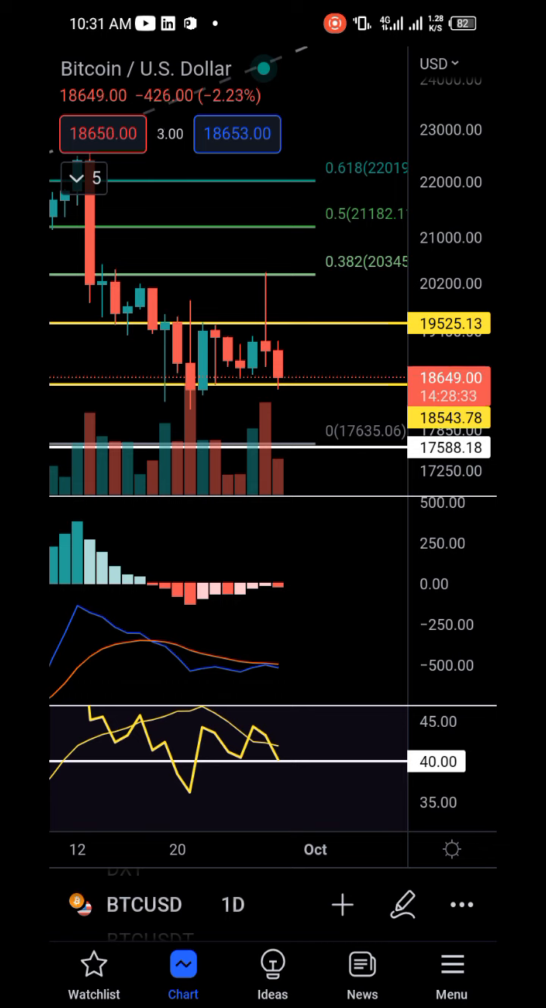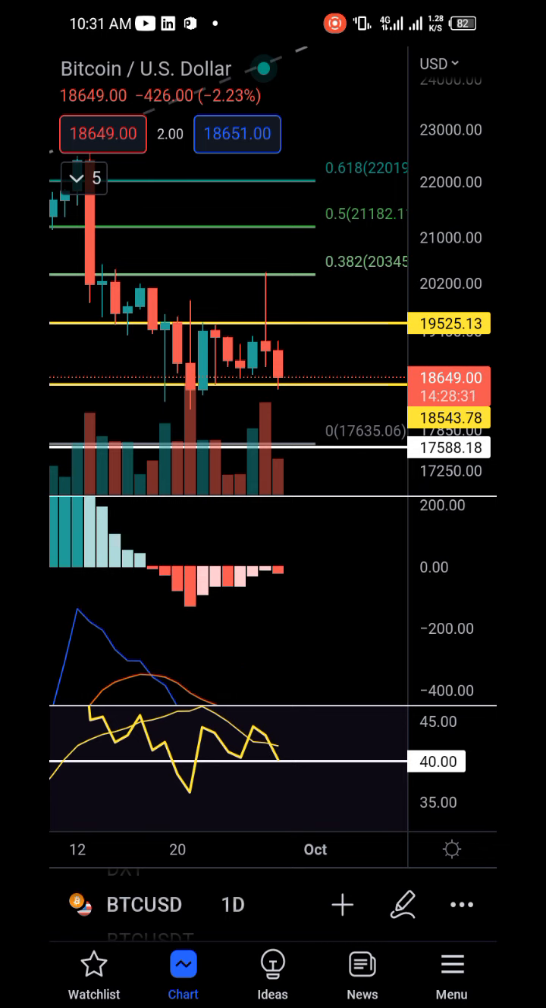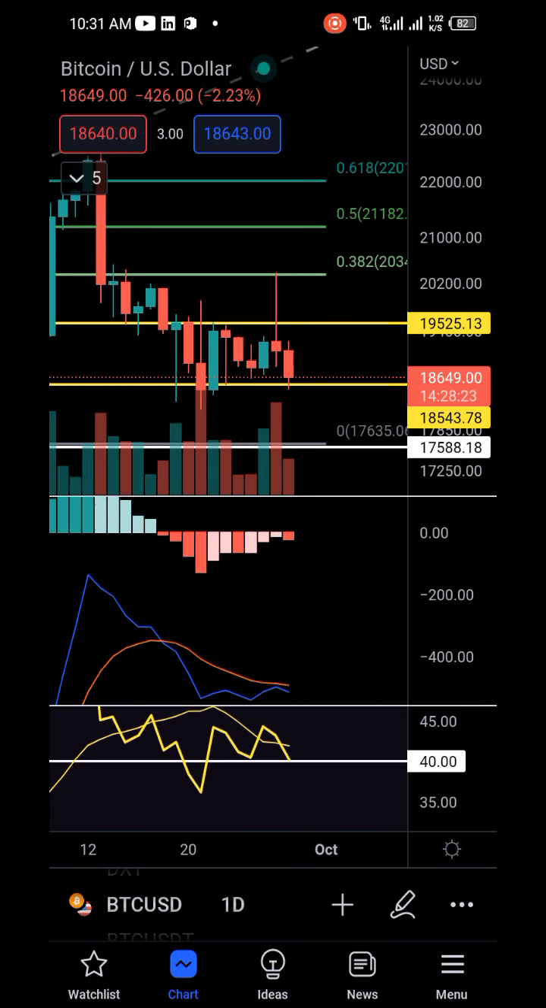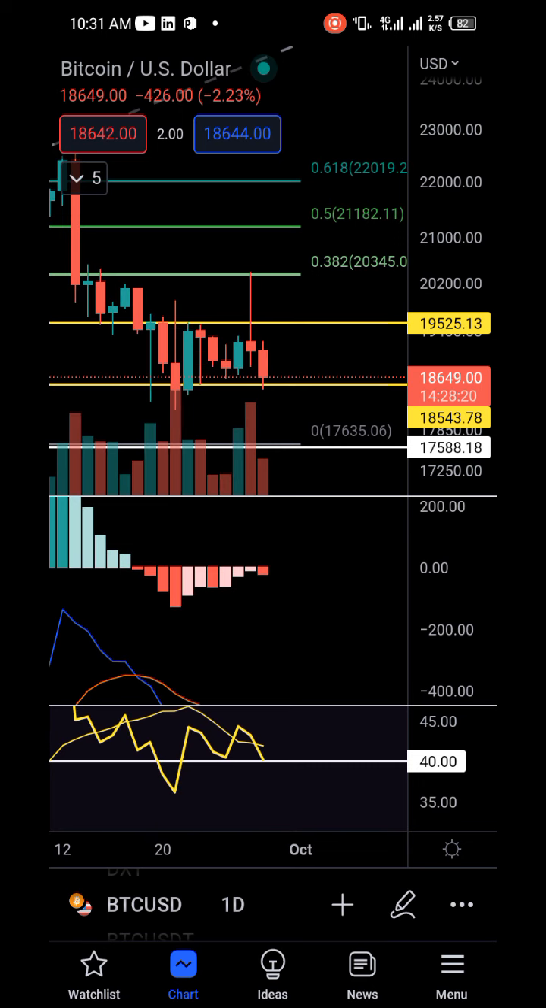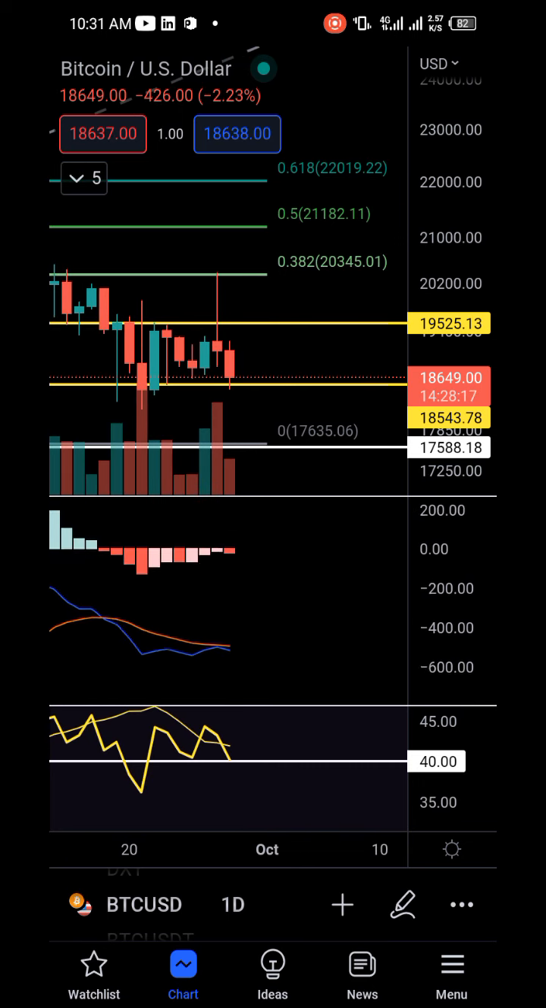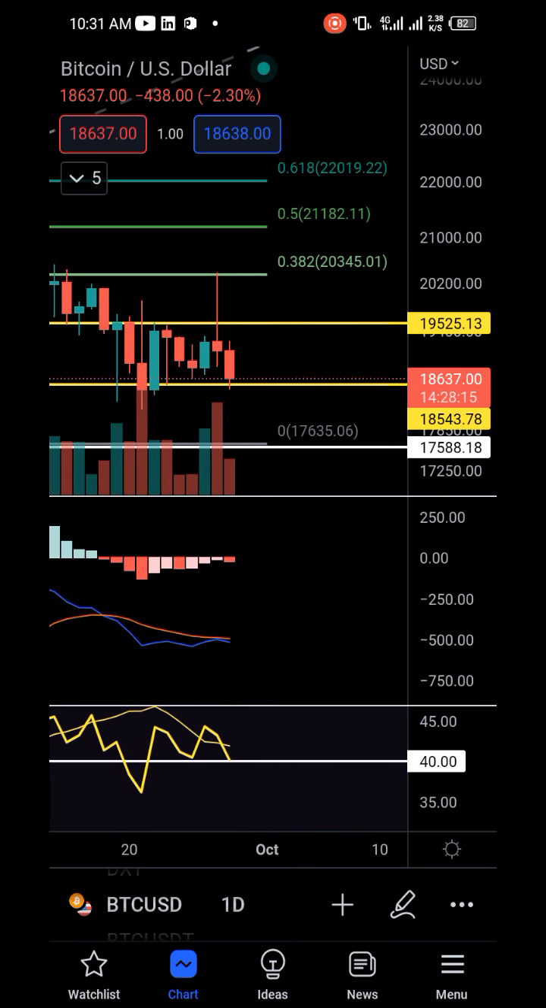Now, if you look at the MACD, this is not a sign of too much weakness right now. Truth be told, it is not too much. All right, we are seeing some sign of some kind of recovery attempt for the Bitcoin.